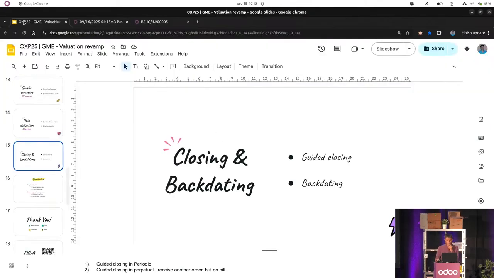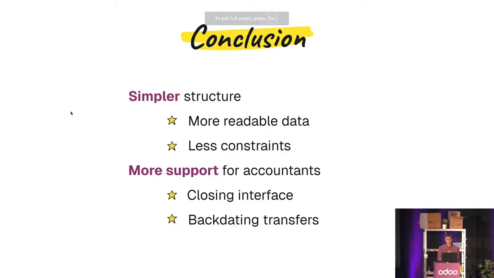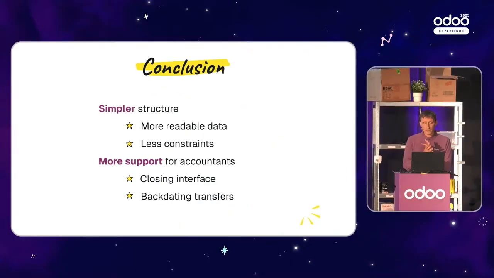Okay, so that was for the closing and backdating. So in conclusion, we have a simpler structure. No valuation layer, less technical constraints, more readable data. It's easier to retrieve because we don't create too many stock moves, too many journal entries, too many journalized items. And we have more support for accountants. We have this closing interface that should simplify their life. And we have also the possibility to backdate transfers, which was not possible in the past and which was required by the community for a long time.